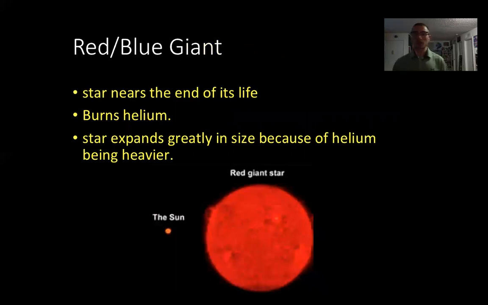Okay, next we have our giant stars, particularly our red and blue giants, okay? These usually occur when the star is near the end of its life. We'll learn about this later, but the larger the star, the shorter its lifespan is, as opposed to the smaller the star. It burns a lot of helium, so we get more iron left over, as we've talked about before. And this star expands greatly in size because of the helium being heavier, right? So it just kind of condenses and expands and balloons as it gets to the end of its life, right? So red and blue giants.